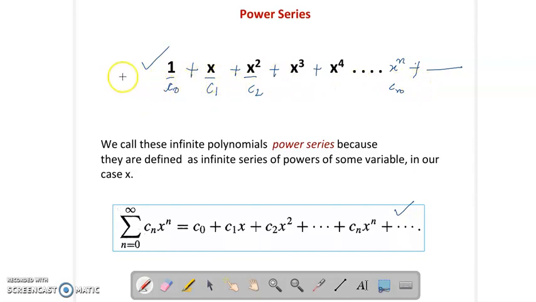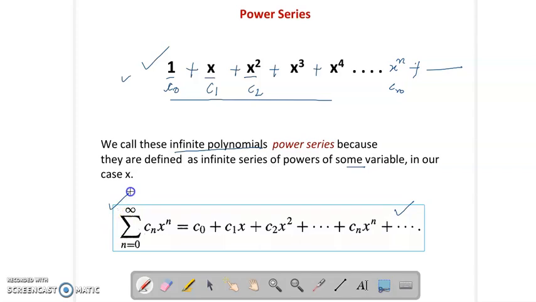We also call this an infinite polynomial, right? So we call this an infinite polynomial, or we call it a power series, because we are writing it in terms of increasing powers of x, where x is some variable. We could take y, we could take z, right? So this is how we have constructed a power series.